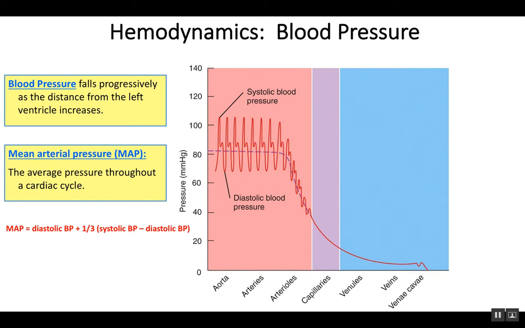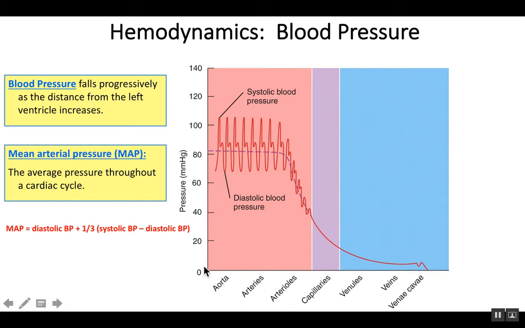Blood pressure is produced by your heart. And we know when the heart contracts, that pressure goes up, and I should say the ventricles. When the ventricles contract, the pressure goes up. When the ventricles relax, blood pressure goes down. So this graph represents systemic blood pressure throughout the systemic circuit.